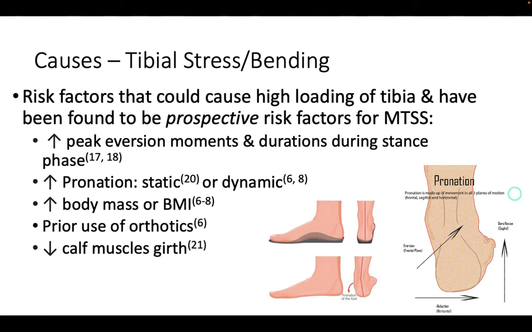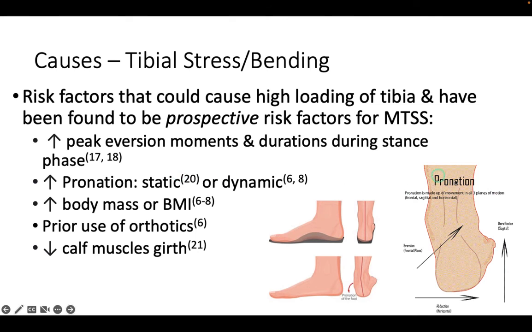So let's talk about what is potentially causing high and excessive loading of the tibia. These factors were found to be prospective risk factors for MTSS, and I think they potentially lead to excessive overloading of the tibia, causing it to bend and then causing pain. Let's start with an increase in pronation, whether your static stance is excessive pronation or it's dynamic, when you're doing a loading activity.